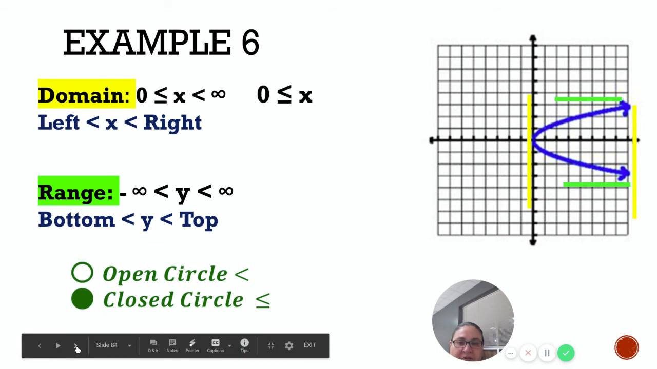So up top, I take away the infinity, and I have 0 is less than or equal to x, or you can flip the entire thing, and it's x is greater than or equal to 0. On the bottom, it would be negative infinity is less than y is less than infinity, or you might see your answer as all real numbers. Either one would be an appropriate answer.